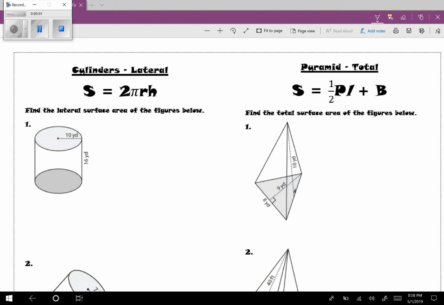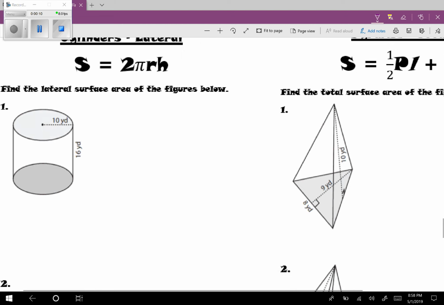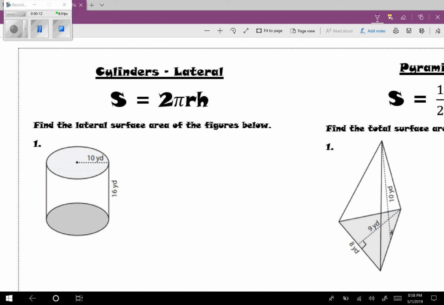Okay, everybody, welcome back, or welcome if you're just now joining us. In this video, we're going to go over surface area of cylinders. So the first part we're going to start with is the lateral surface area.